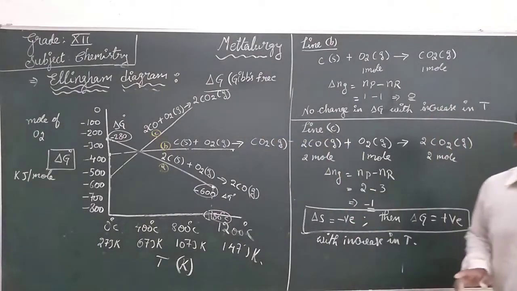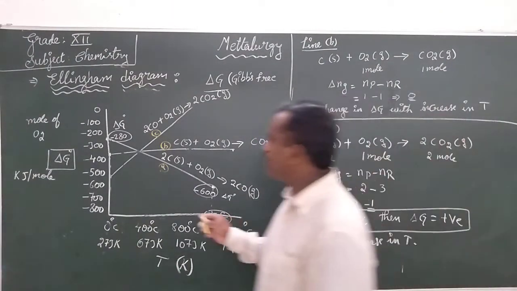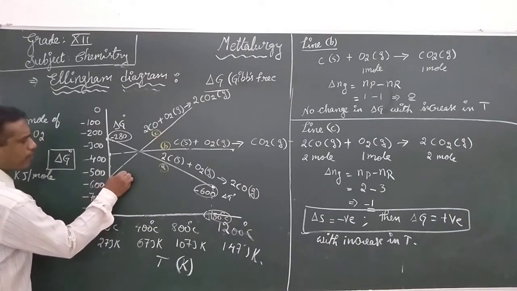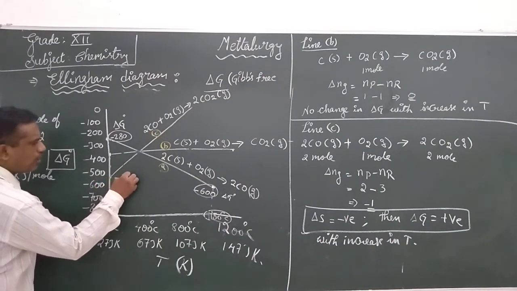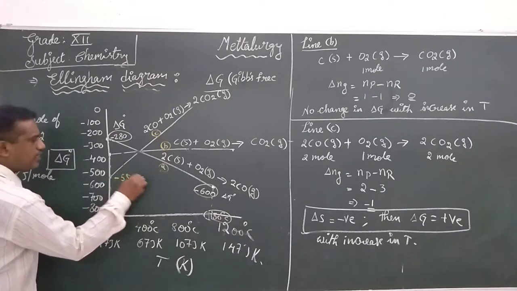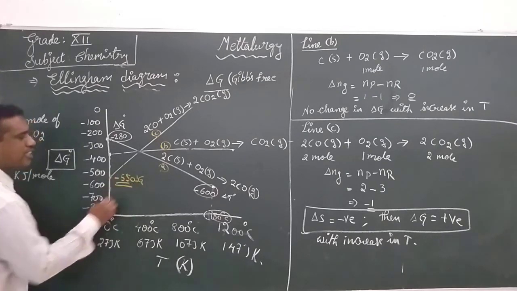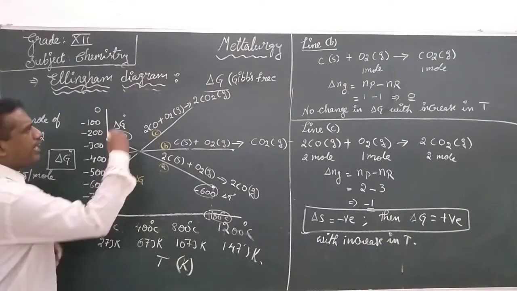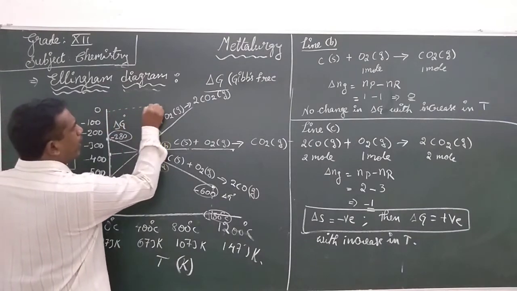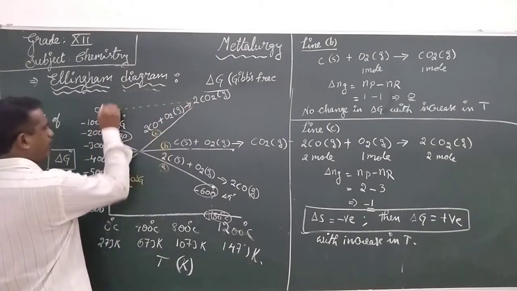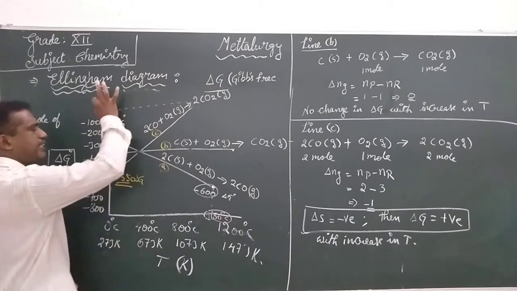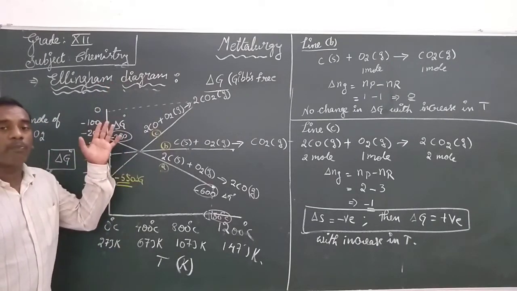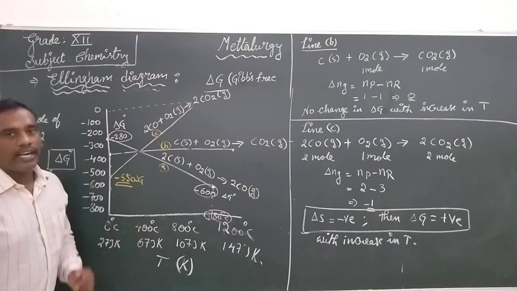It was the positive slope. Means, shall we speak, in the starting what is the delta G negative value? Approximately minus 550. I have given approximately, it's not exact. In the final, where is its delta G value? It is increasing from negative to positive. It is becoming more positive instead of becoming more negative.